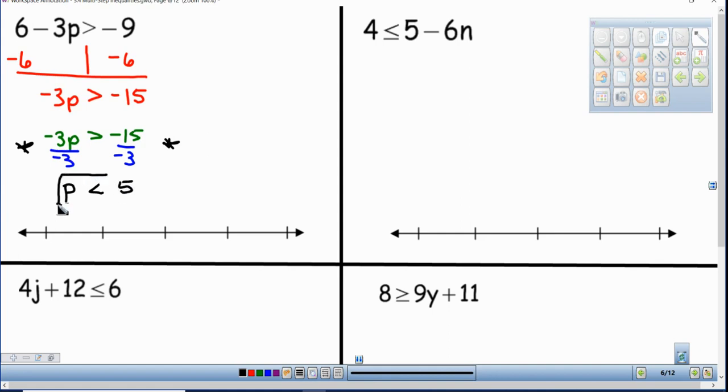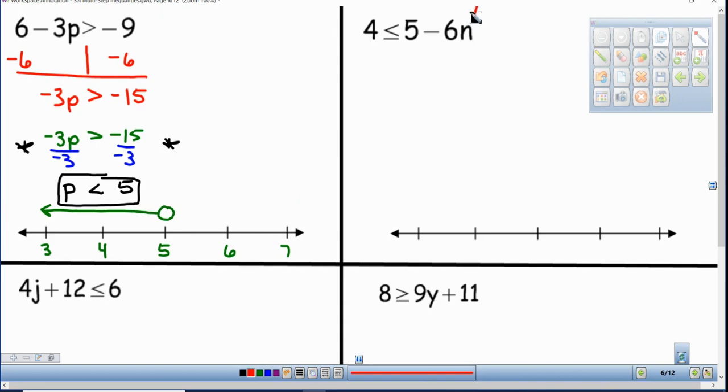And we would get p is less than 5. So I'm going to draw this down here. Put 5 here, 6, 7, 4, 3. Put a circle at 5. Any number less than 5. Okay, that's this. And we don't need to fill this in because it does not say that 5 would be a solution. So this would be the final answer there.